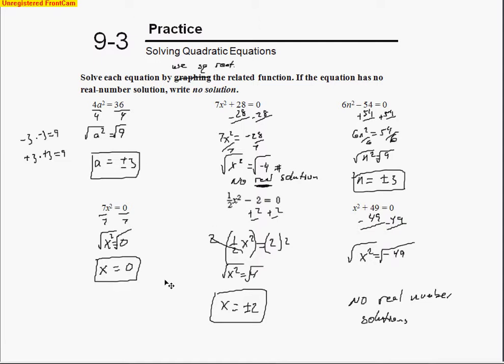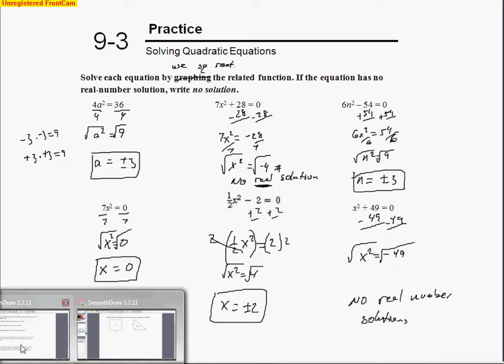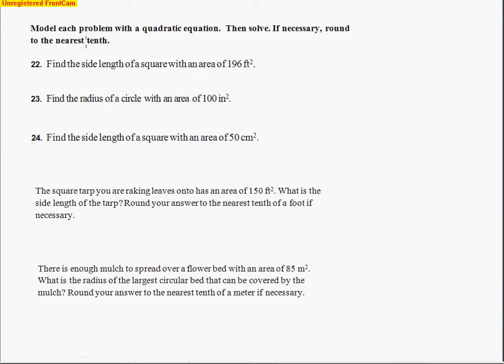Well, let's move on to the next type of problem that we'll end up seeing. We've got some word problems. It says model each problem with a quadratic equation and solve, and if necessary, round to the nearest tenth. So we're trying to find the side length of a square. A square has each side being the same. We know that the area is 196, so x squared equals 196. That's the equation.